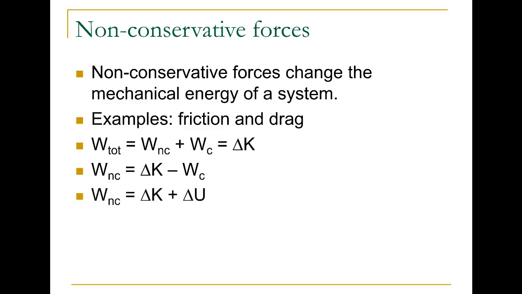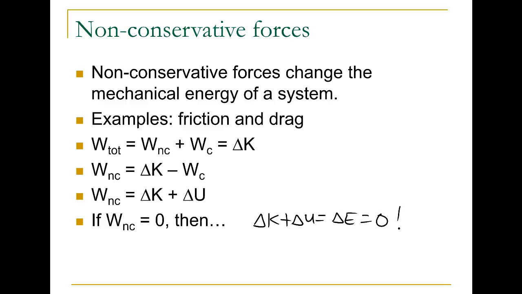Now remember that work is equal to negative delta U. So we can replace the work done by conservative forces with negative delta U. That negative sign will cancel and give us delta K plus delta U. Most of the time, non-conservative work is equal to 0, in which case delta K plus delta U is equal to delta E, which is 0. And that's conservation of energy. But if it's not, then delta K plus delta U is equal to work non-conservative. So that's a useful equation to have.